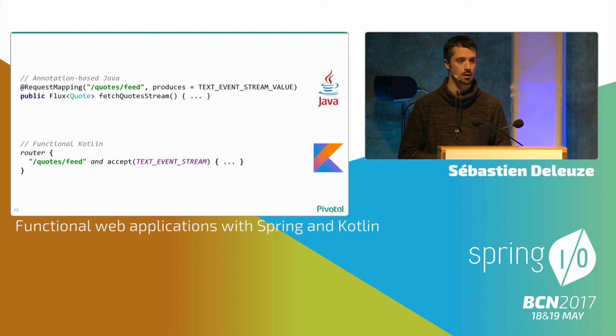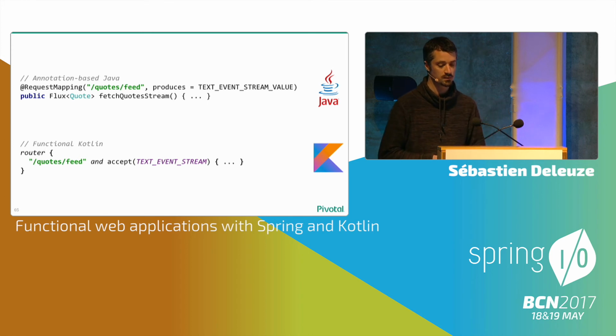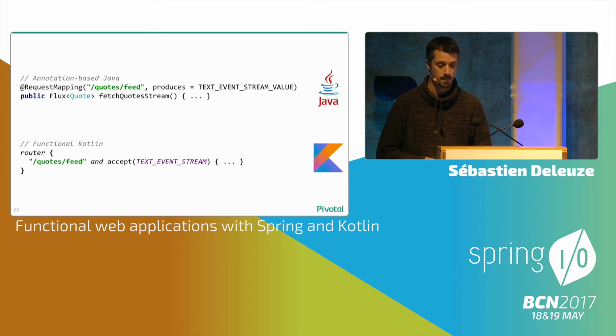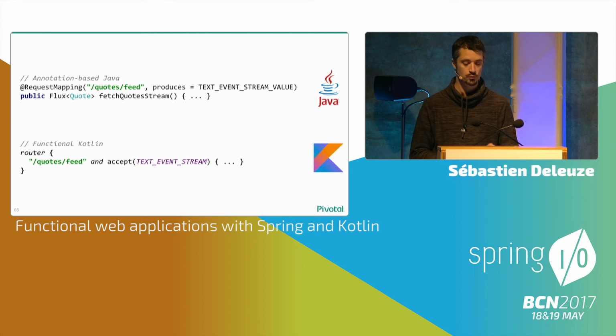Kotlin allows us to provide a DSL, and it's exactly the same building blocks. We have the same request predicates. We just express them with a better syntax. So here we define a router with a /code/feed path predicate and an accept predicate. And it's just a regular function, but an infix function. In Kotlin, that means it's a keyword that allows us to call a function without the parentheses. But accept is a regular function. And that allows you to describe the route with a nice syntax.